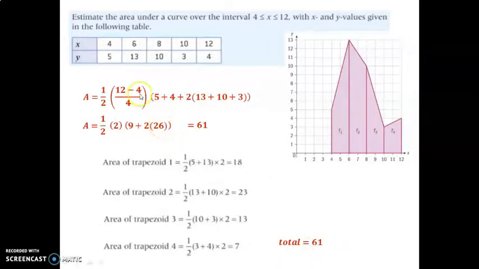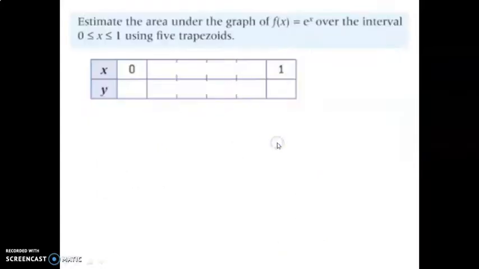And that makes sense. That just confirms that our rule works as a shortcut to finding all the trapezoid areas, right? It works. Good news. Now let's take that a little bit further. Let's try another one, a little bit tougher.